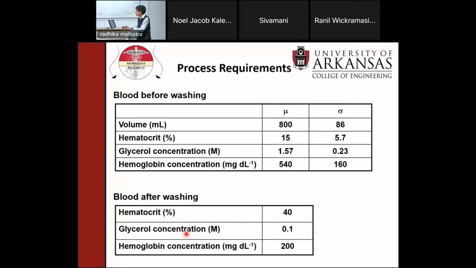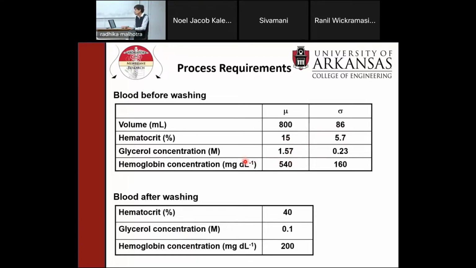Okay, so this is just to give you some idea of the sort of volumes. The volume of a unit is about 800 ml. This is diluted. When you donate 500 ml, we heard, but this is diluted. And there is significant variation actually. Hematocrit is low, 15%. Glycerol concentration after thawing is 1.57 molar.